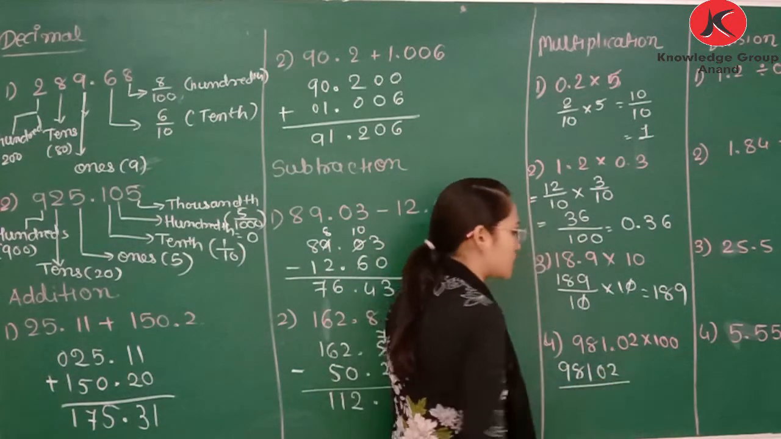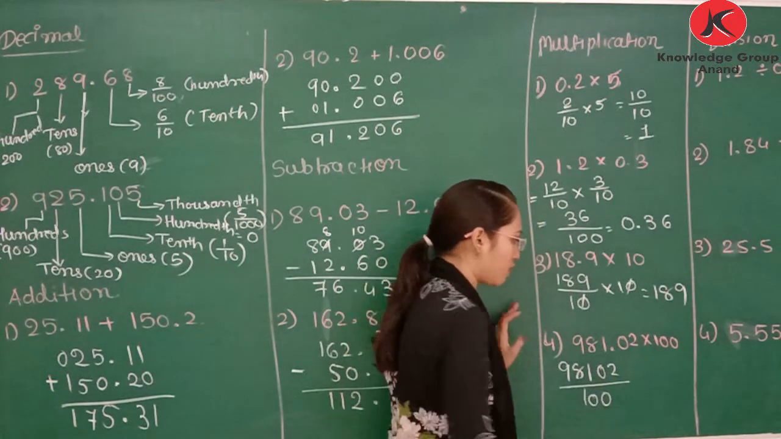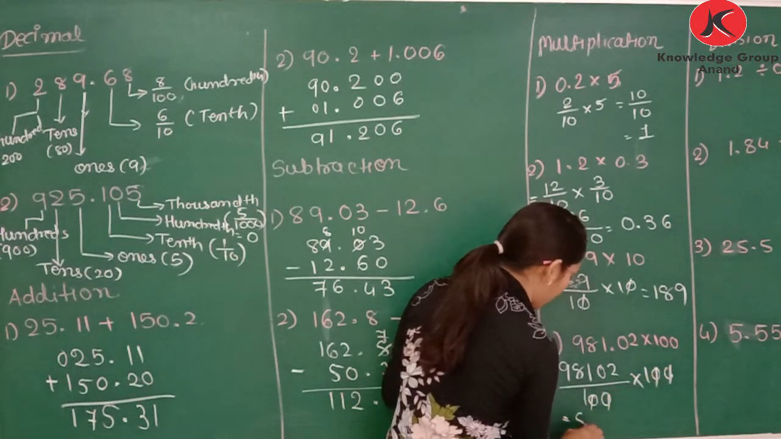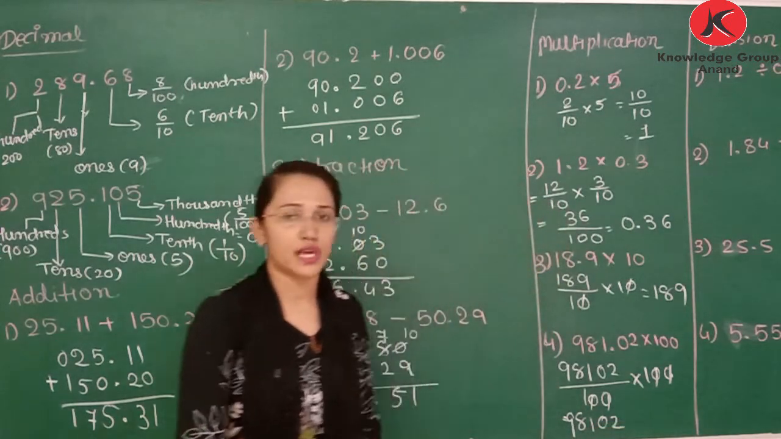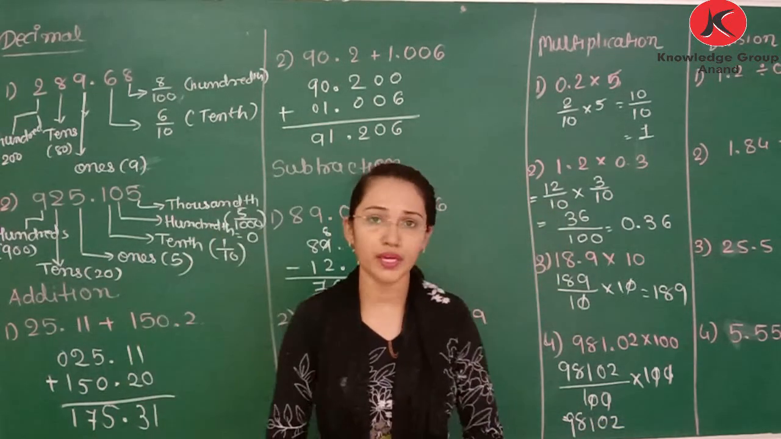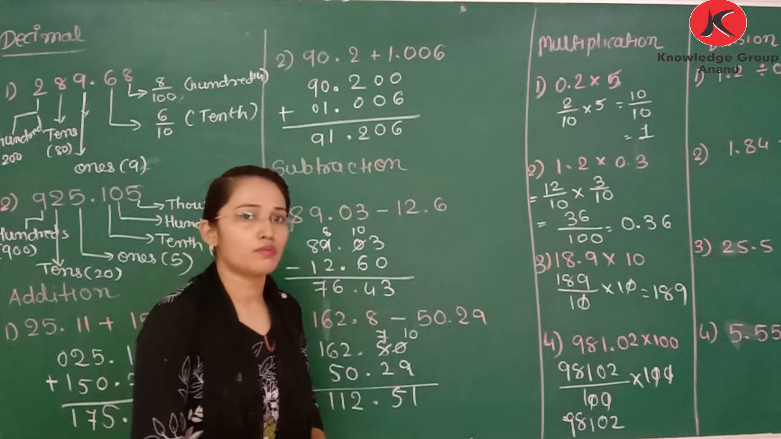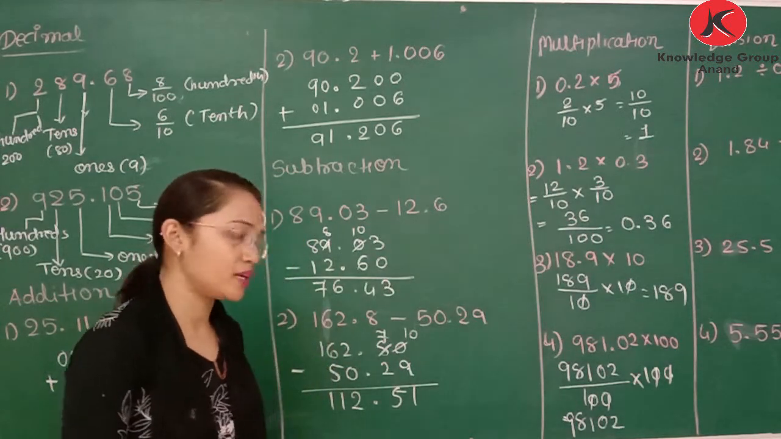Fourth example, 981.02. Here two decimal points, two numbers after the decimal point. You can write 100 in a divide, 100 in a multiplication. You can cancel out it, so it is 98,102. Or I explain one sentence, that is, if there is a multiplication of decimal with 10, 100 or 1000, move the decimal point to the right side as many number of zeros in a multiplication.